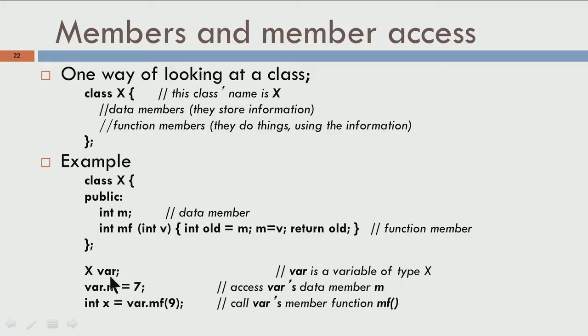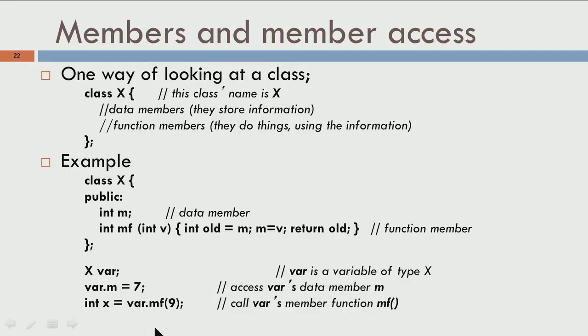We have x var. So, remember x is a data type. So, instead of class x var, which we did for structures, wherever we had structures we said struct x and so on. For classes you do not have to do that in C++. X var, so var is an object of the type x or the class x. Now, if you want to access the member m in it, we can say var dot m. So, this is just like the structure, we saw this before. Var dot m is 7 will change the data member to 7.